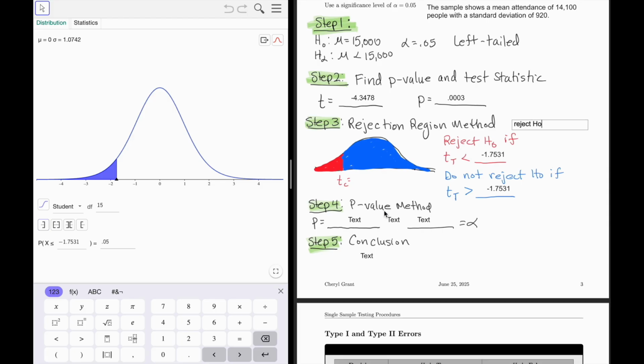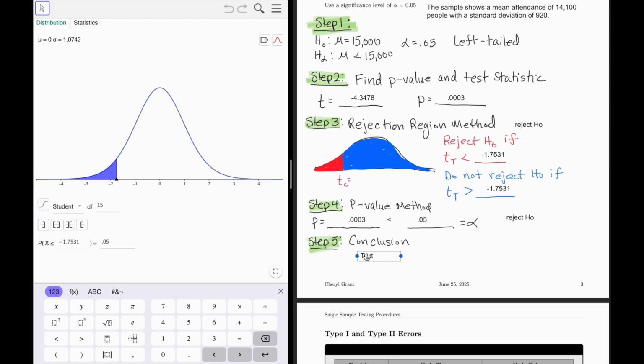Now let's do step 4 and make sure we get the same answer. So I'm going to put in my p-value, which is 0.0003, and our alpha level is 0.05. 0.0003 is less than 0.05, so that means we're going to reject H0. So far we're doing good. We see that our answers to step 3 and step 4 match, so we're in good shape.